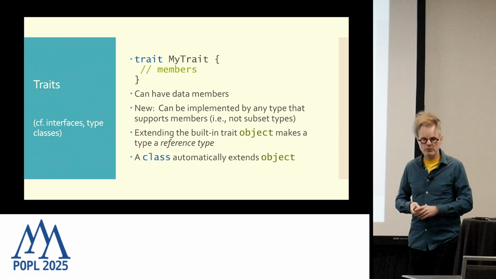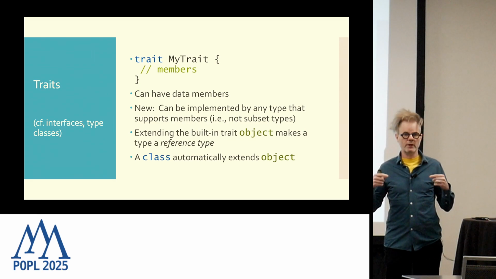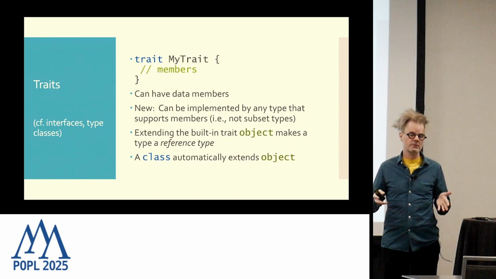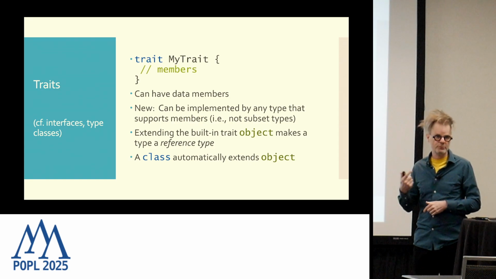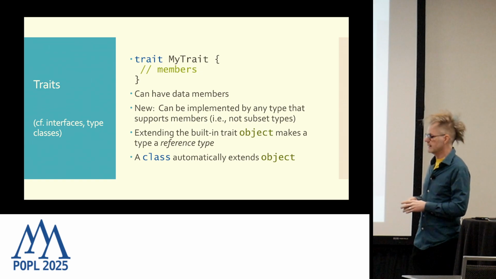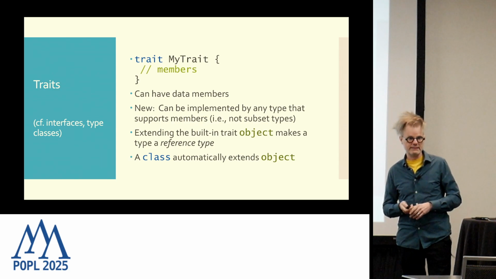So that means that you have traits that could be reference types or not. If you really need it to be a reference type, which actually is not very common, then you just say that the trait extends object, where object is a built-in trait that says this is a reference type. And of course, all classes automatically extend object.